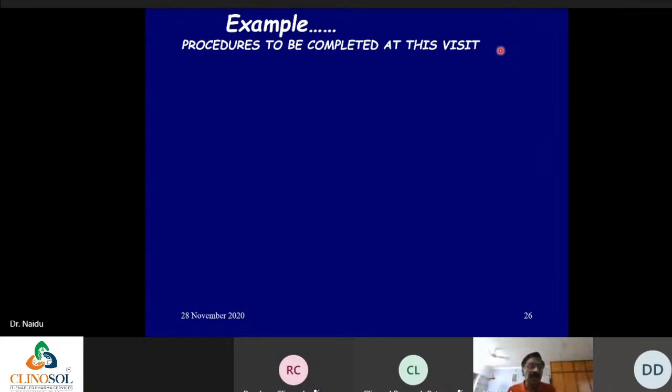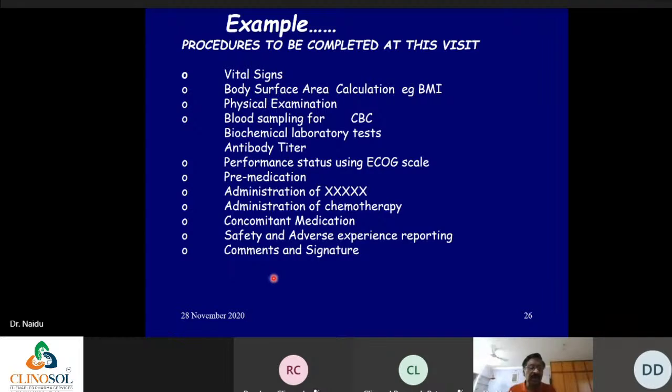For example, here, these are all there. Suppose vital signs, body surface area, all these things should be documented as the things that have to be administered or entered into the case record form at a particular visit. At visit number 1, these things are entered. Probably at visit number 3, you may not require all of them, probably you may not be doing this investigation. So for every visit, what things have to be entered into the case record form should be listed very, very clearly.